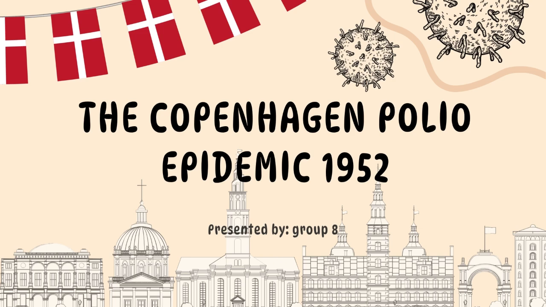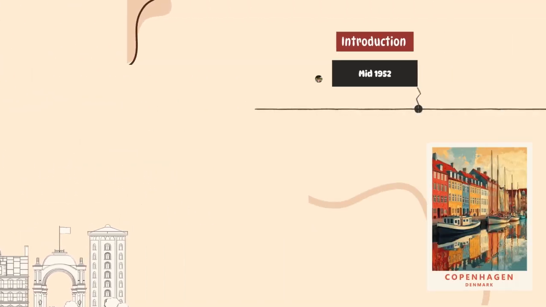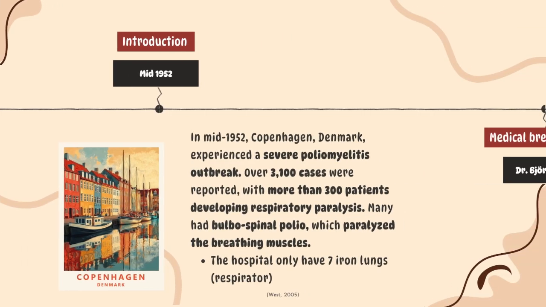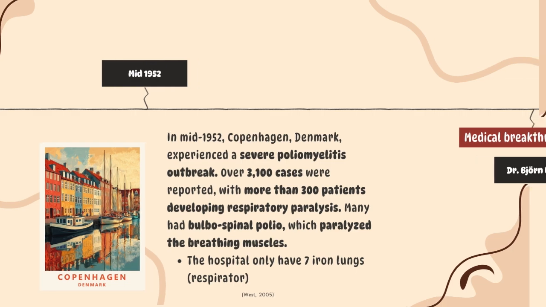We are from grade 8 and our topic is the Copenhagen Polio Epidemic 1952. In mid-1952, Copenhagen, Denmark experienced a severe poliomyelitis outbreak. Over 2,100 cases were reported with more than 300 patients developing respiratory paralysis. Many had bulbospinal polio, which paralyzed the breathing muscles, and the hospital only had 7 iron lungs or respirators, which was not enough to accommodate the number of patients.